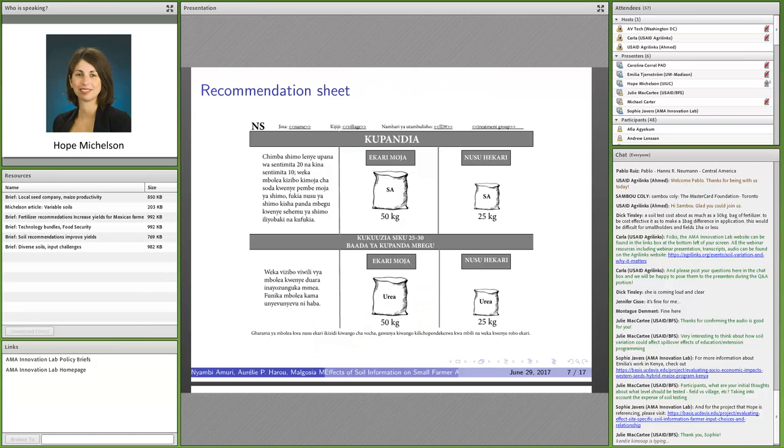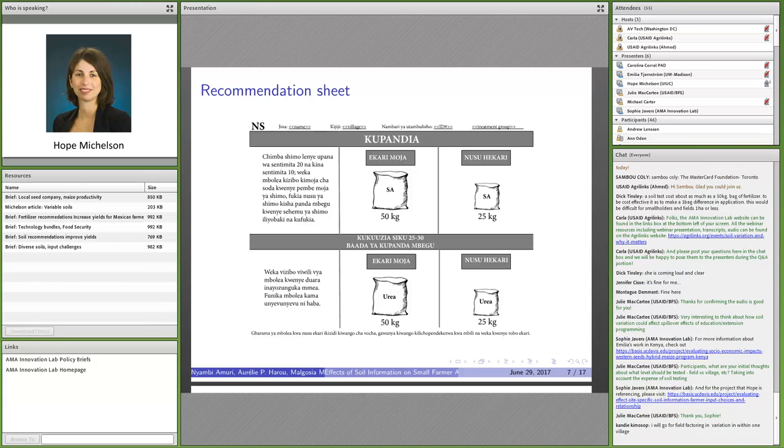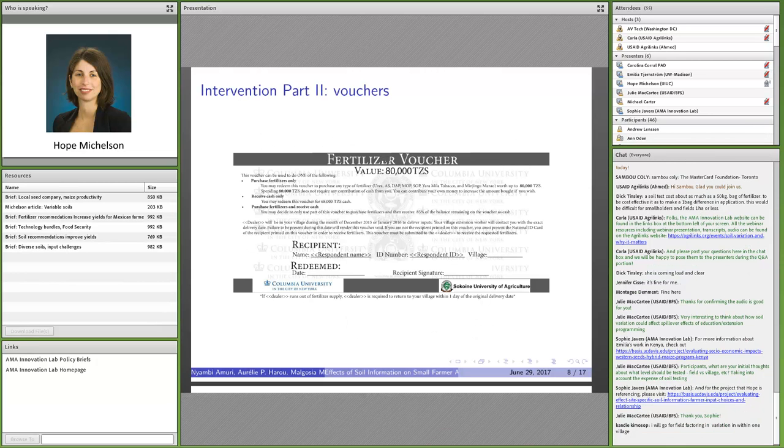So this is the recommendation sheet. Getting the details right on this kind of an intervention is really important. This was a recommendation sheet given to farmers who were deficient in sulfur and nitrogen, and it's in Swahili. Recommendations are provided to each farmer for both one acre and half of an acre. The cost of this packet was about 65,000 shillings at the time. And here's a picture of what the voucher looked like. It was an 80,000 shilling voucher. One thing to note that people can ask about later is that they were allowed to just turn it in for cash. If they turned it in for cash, they got 85% of the value of the voucher.